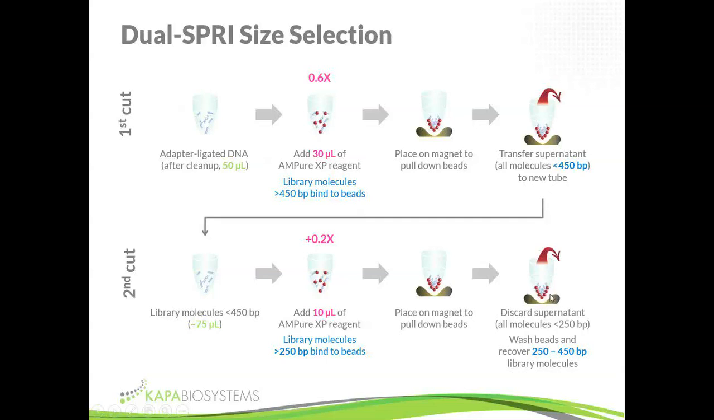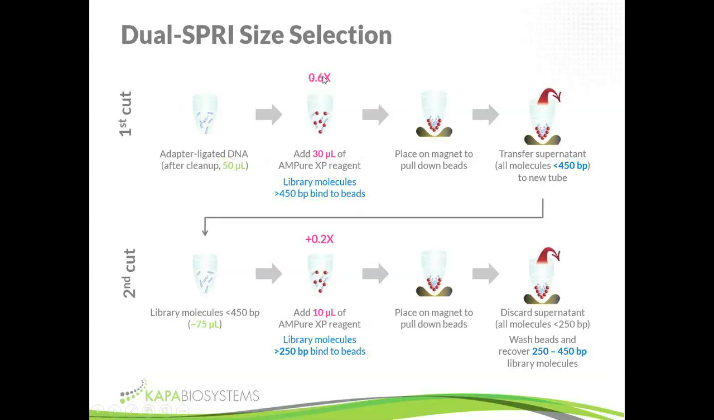If you want to shift the whole population to the right, for instance to retain molecules between 350 and 700 base pairs, you'll decrease the ratio. You'll do like a 0.4 or a 0.5x for the first cut. So the larger you want to go, make the ratio for the first cut smaller. The difference between the two is always 0.2.